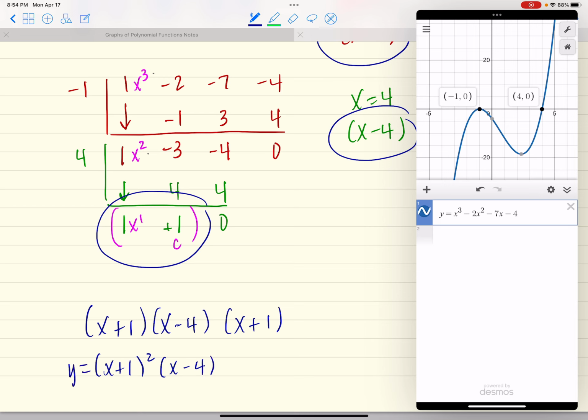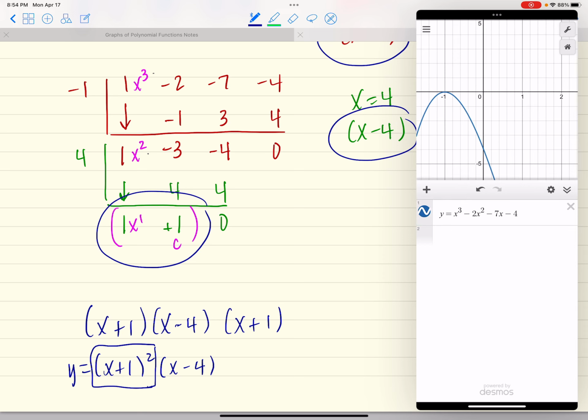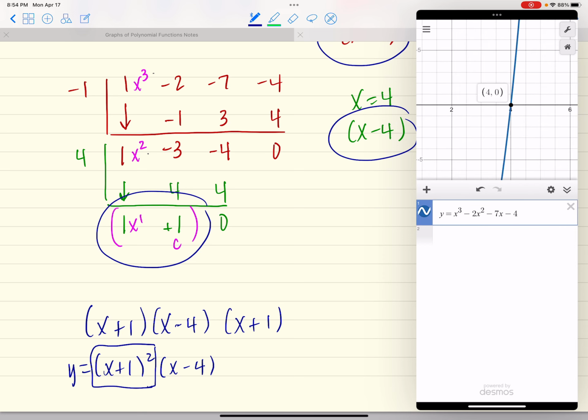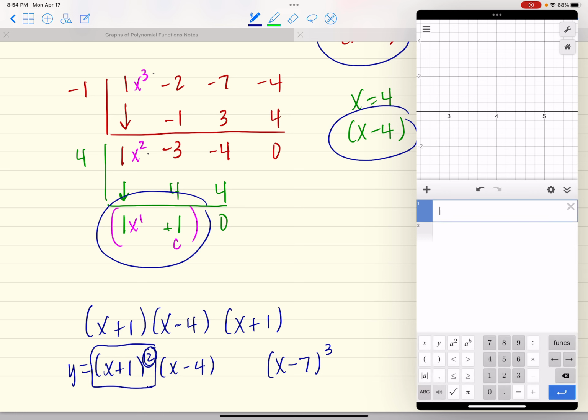So the fact that this factor happens twice, or our solution of -1 happens twice, is why at that root we see that quadratic behavior, right? And the fact that this root over here happens once is why at this root we see linear behavior. And in fact, whatever the multiplicity is dictates that behavior. So if I had a root like, let's say, x minus 7, and it was cubed, then that solution happening 3 times means at that x-intercept we should see cubic behavior. So let me just show you.